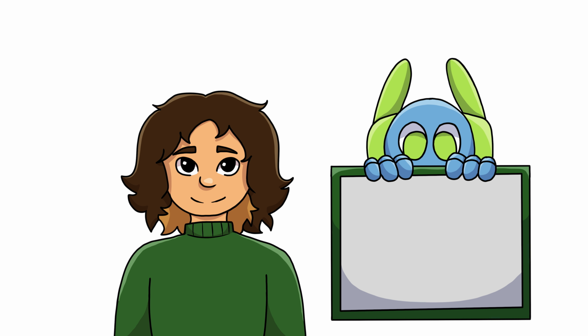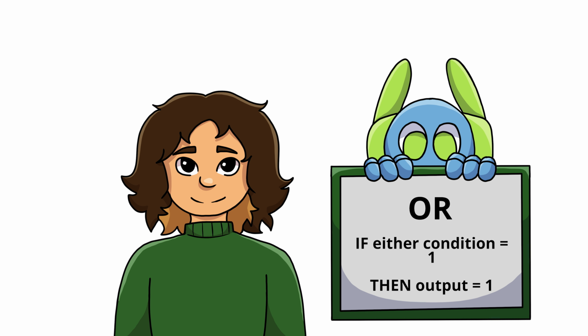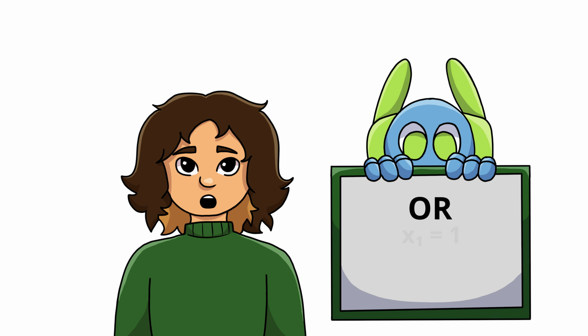For the first function, we have the OR function. This function means that if either condition is true, then the output is true, or 1. For example, if x1 has a value of 1 and x2 has a value of 0, then the output, or y, would be 1. It results in a 1, or true, because at least one element in the set of values is equal to true as well, and it only has to be one or the other.